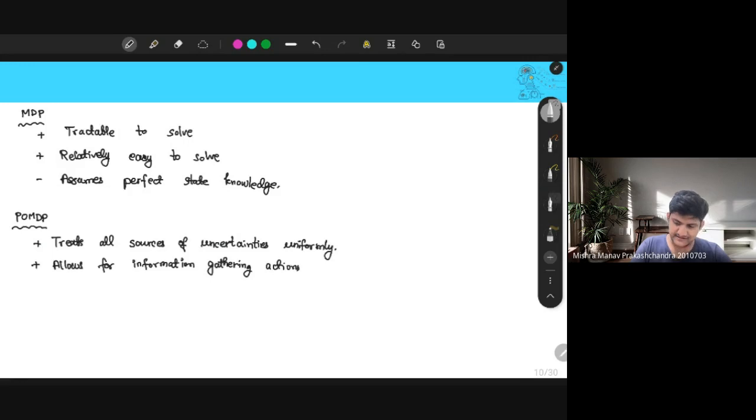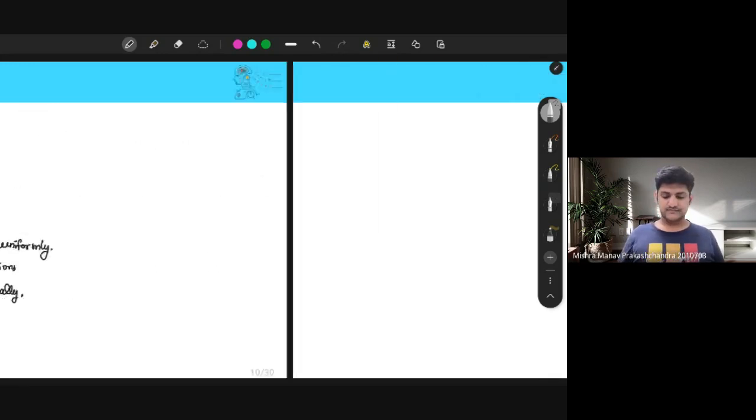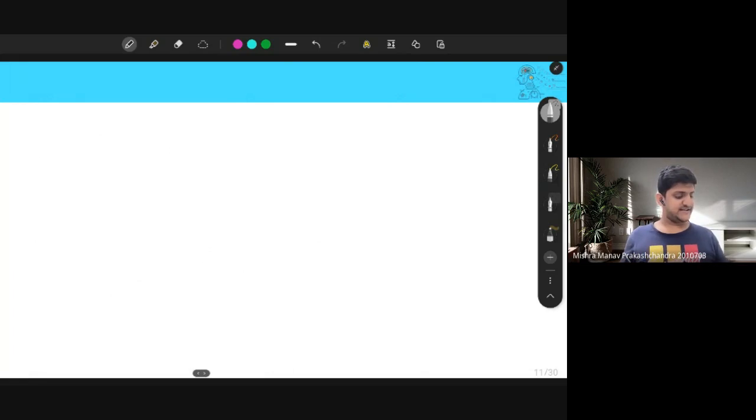We'll see in a moment how. But the disadvantage is that it is hugely intractable to solve optimally. It means you can solve for a POMDP, but it's very difficult to find an optimal solution for a POMDP model. Okay. So look at the example that the professor had covered in class.